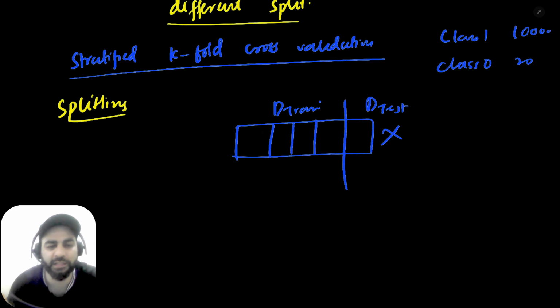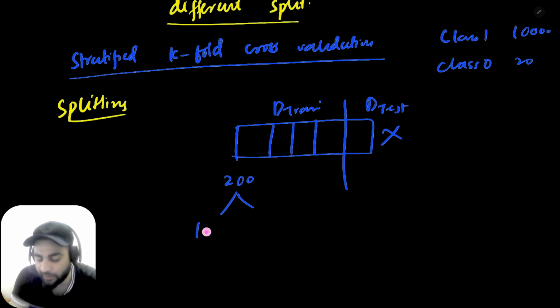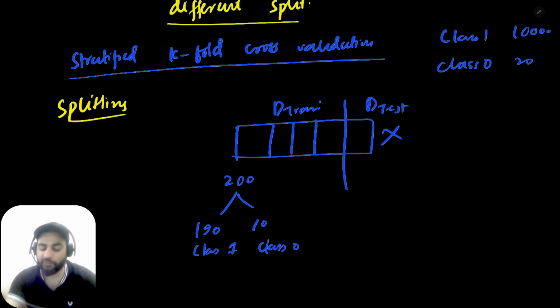When we split this into k folds, what we do is we preserve the proportion of samples in each fold. For example, let's suppose we have 200 points. Suppose 190 points are from class 1 and 10 points are from class 0. Now when we use this fold, we ensure the ratio remains the same. So the ratio here is 19:1. Let's suppose we have 10 folds.